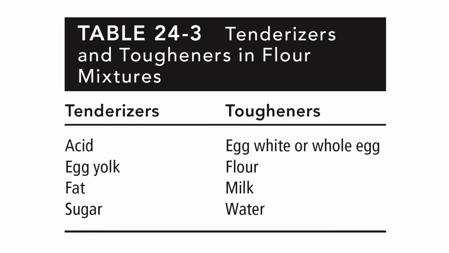Now, tenderness and toughness in flour mixtures. There are different factors that can tenderize or toughen flour mixtures, which you might need for various things. Tenderizers will be things like acids, like vinegar, egg yolk, fat, or sugar. Tougheners will be egg white or whole egg because of all that protein content in there. Flour is a toughener, as are milk and water.